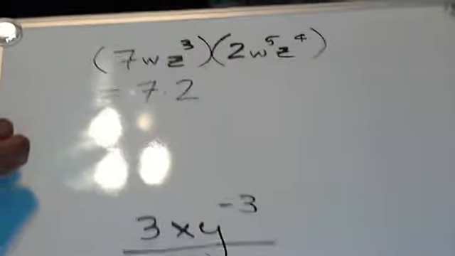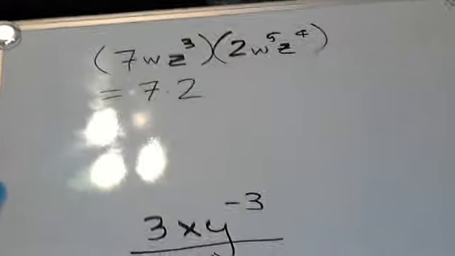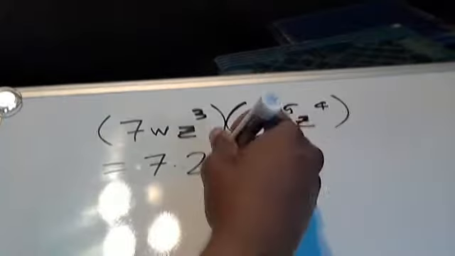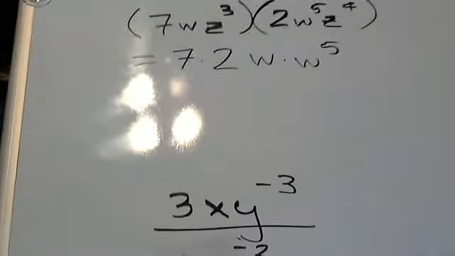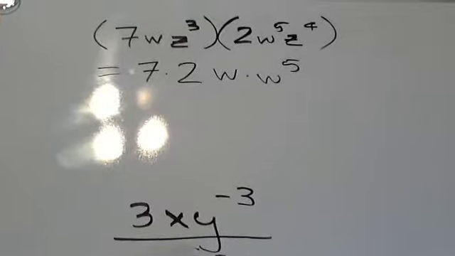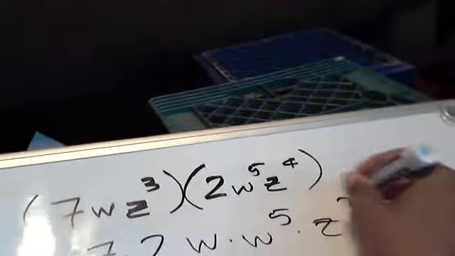Also, we've got those W terms. So what I'm going to do is arrange them so that they're side by side. So that's a W times W to the fifth. And then we've got those Z terms, that Z to the third and that Z to the fourth. That needs to be multiplying one another as well. So Z to the third times Z to the fourth.